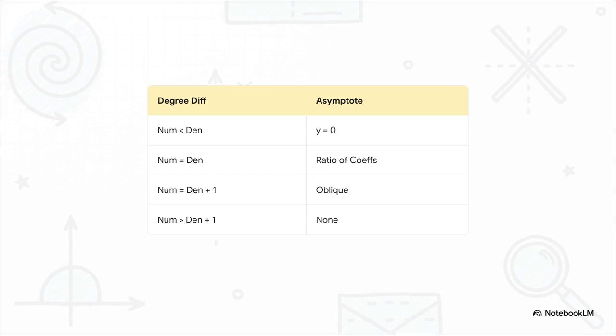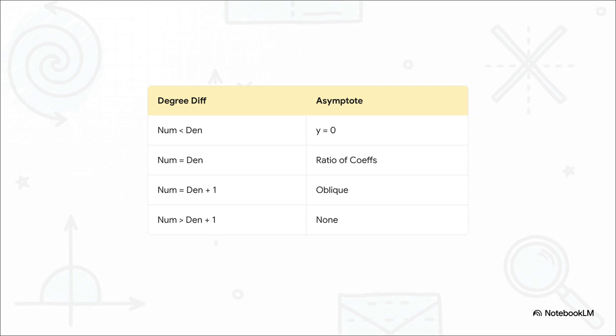By simply comparing the highest power or degree of the numerator and the denominator, you instantly know your asymptote. Okay, check this out. If the numerator's degree is smaller than the denominator's, your horizontal asymptote is always exactly y equals 0. If the degrees are identical, just divide the leading coefficients. For example, 2x squared over 3x squared instantly gives you a horizontal of y equals 2/3.